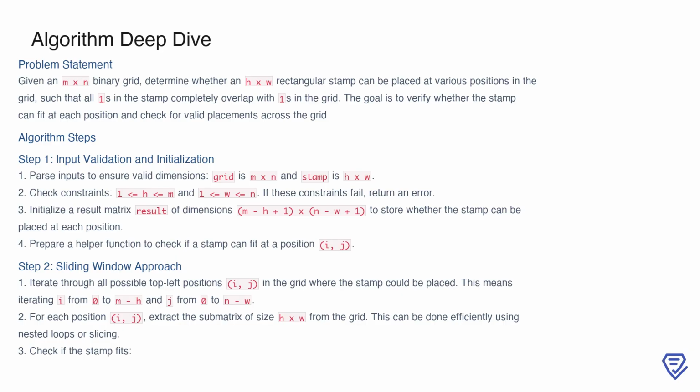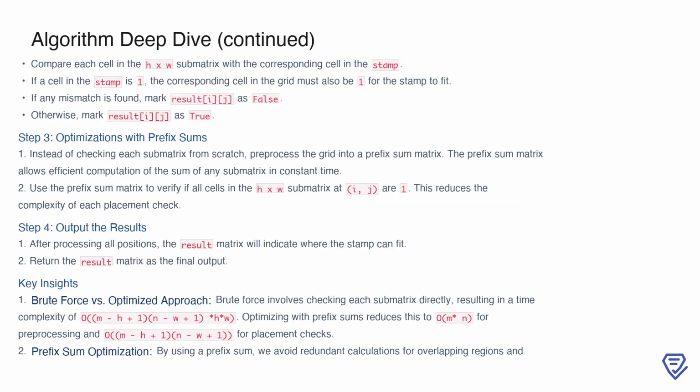and the stamp. To determine if the stamp fits at a specific position, we compare each cell in the h×w submatrix of the grid to the corresponding cell in the stamp. If the stamp contains a 1 at a particular cell, the corresponding cell in the grid must also be 1. If even a single mismatch is found, we mark the position as invalid in the result matrix. Otherwise, if all cells align correctly, we mark it as valid.